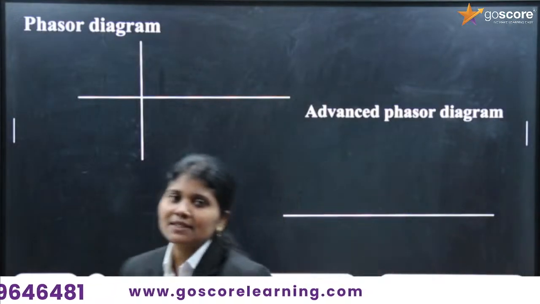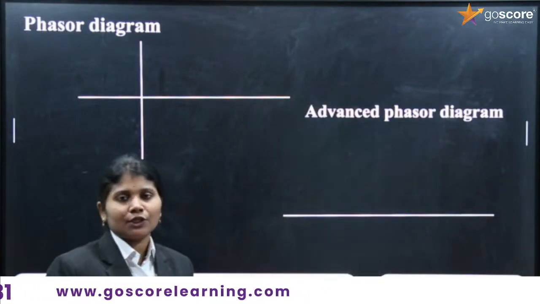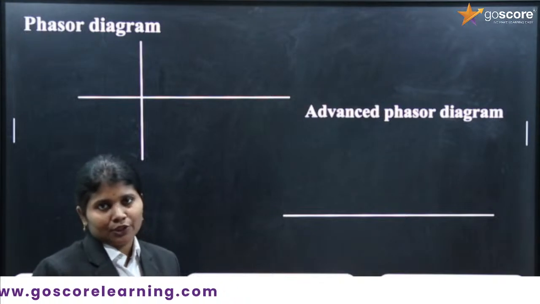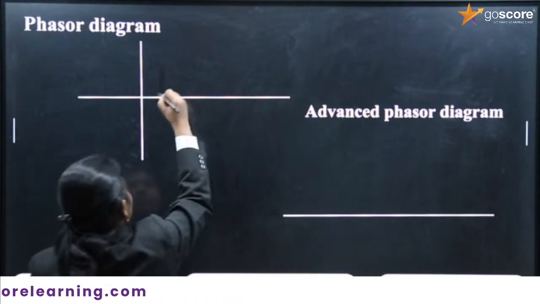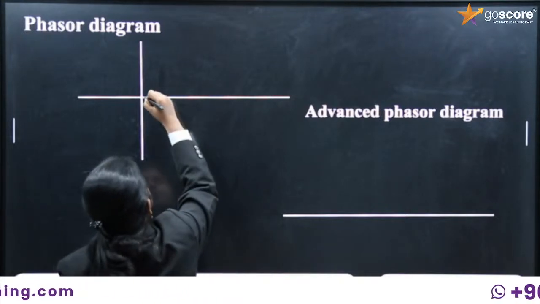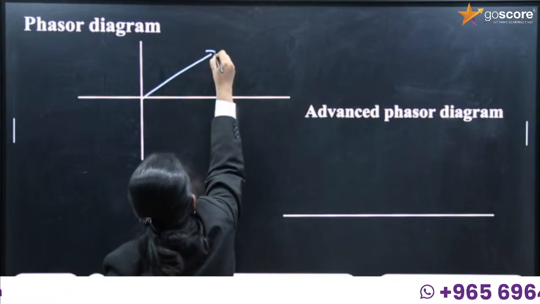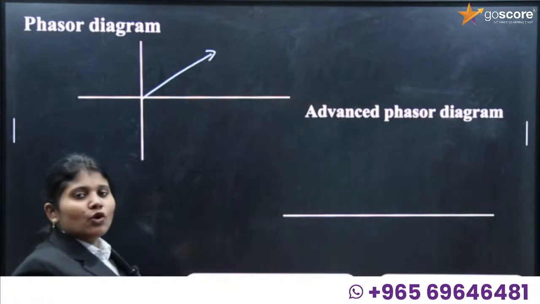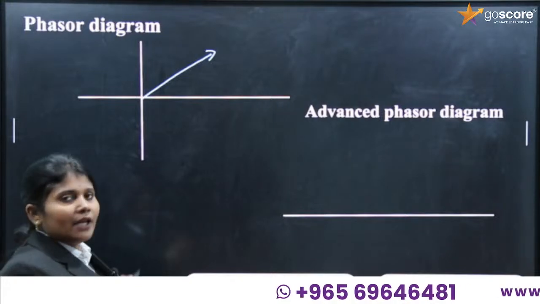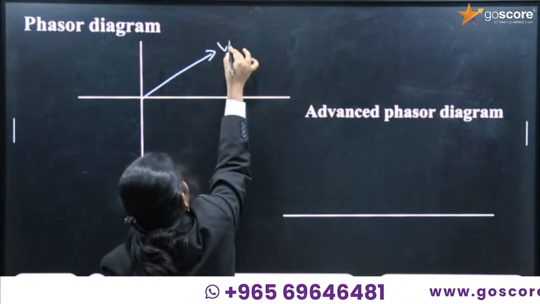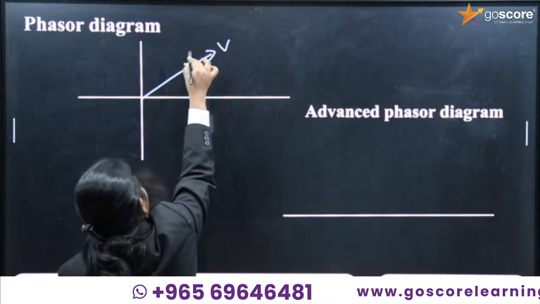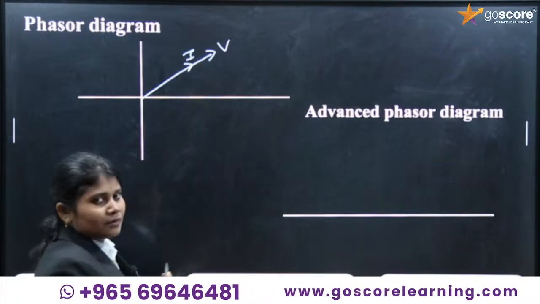Then what is the phasor diagram for the RLC circuit or LCR circuit? We already know that across a resistor, both voltage and current are in phase.